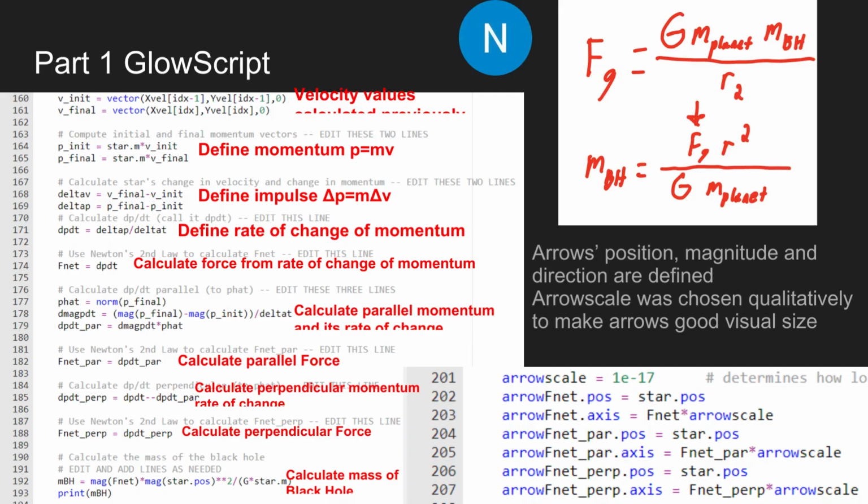So here's the GlowScript. Starting at the top, we have the initial and final velocities, which are calculated previously. Then we calculate momentum with p equals mv, and then impulse, which is delta p equals m delta v. And then we define the rate of change of momentum and set it equal to the net force. And then we calculate the parallel momentum and its rate of change along with the perpendicular momentum and its rate of change, and set those equal to the forces. And then using that, we work the gravitational equation backwards to calculate the mass of the black hole. And then off to the bottom right, you see all the code for developing the visual arrows.